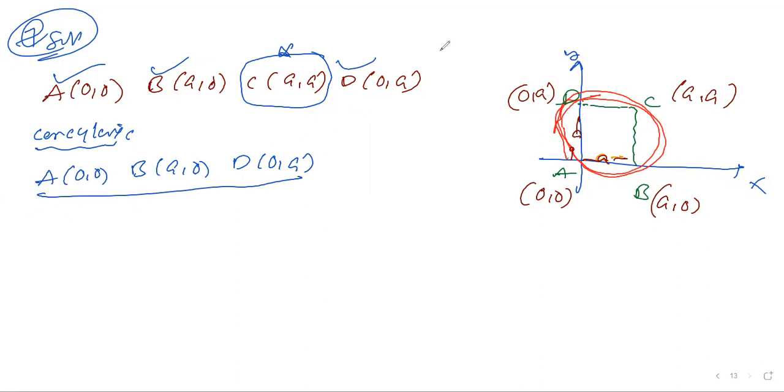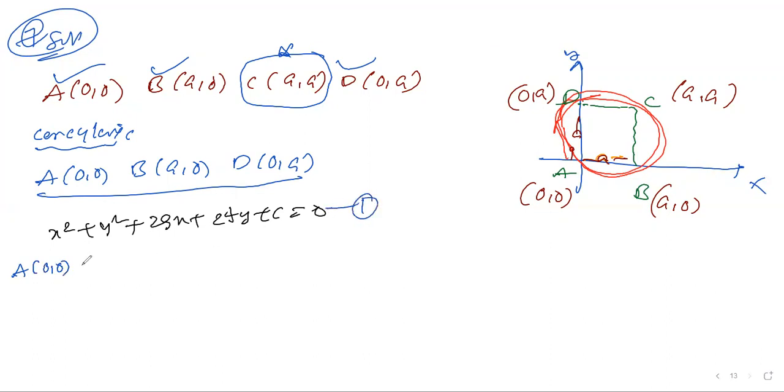So what is the circle equation that comes into play now? I think we know the circle equation: x square plus y square plus 2gx plus 2fy plus c is equal to 0. Okay. Now substitute the values one by one. Now we substitute (0, 0). This is equation number 1. Substitute in equation number 1. What are you going to get? 0 square, 0 square, 0, 0. The value of c is 0.